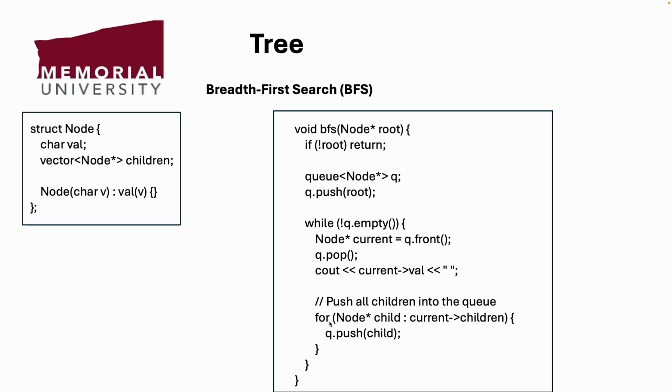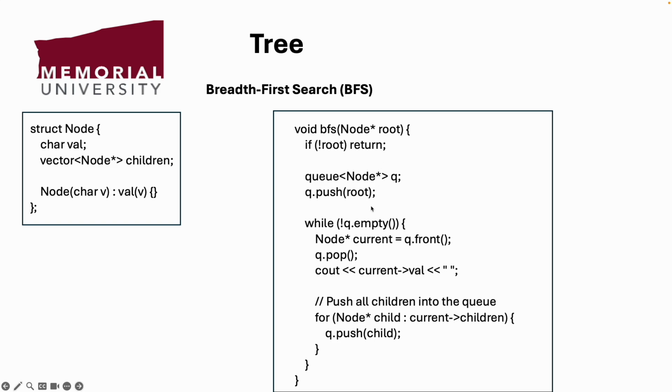So we need to use the queue to apply the breadth first search in the tree. Okay, let's look at the code. You can pause here to review the code, but we continue from here. As we can see, we have the tree node structure we've seen many times: we have the value and the vector of child nodes. This is the code for breadth first search.